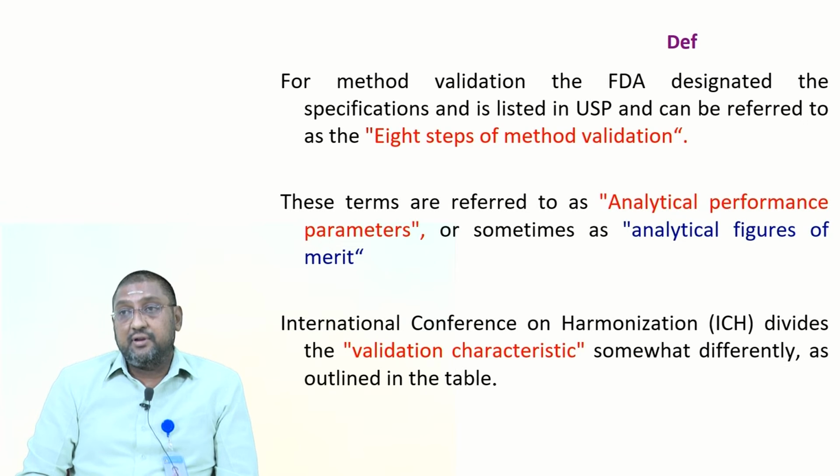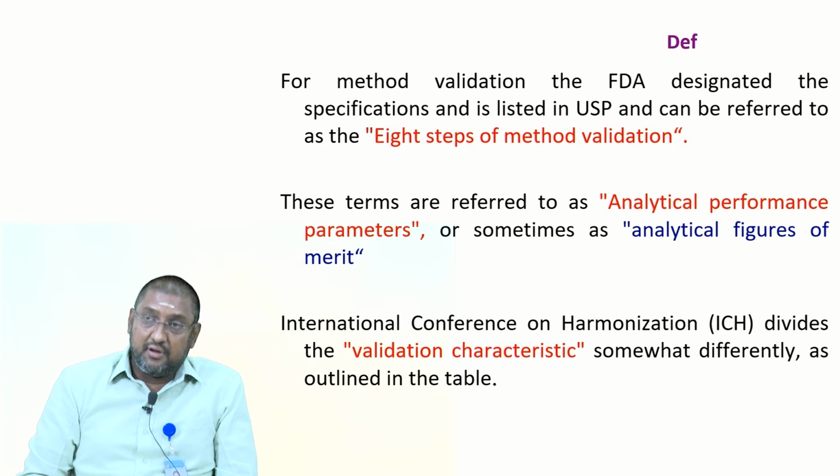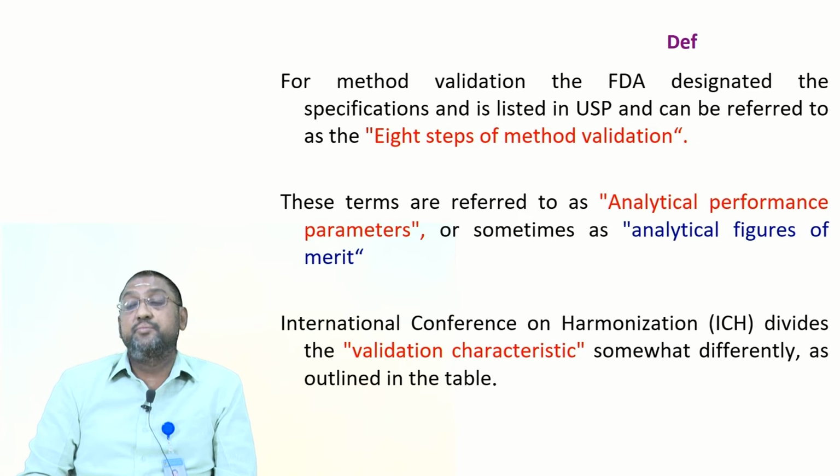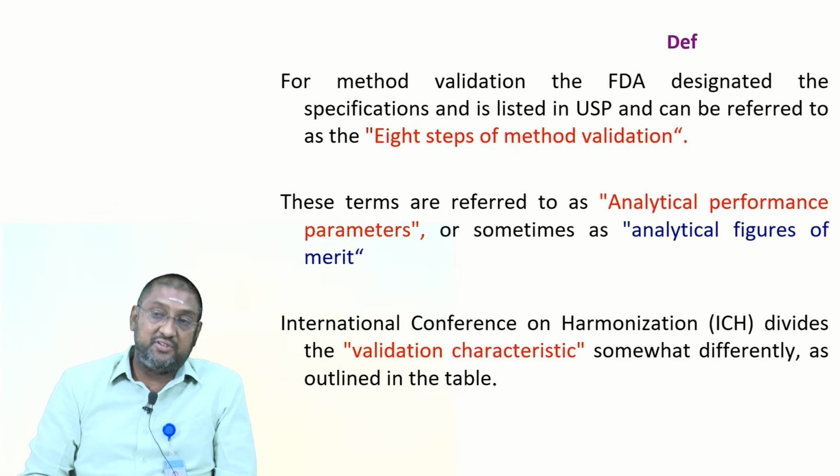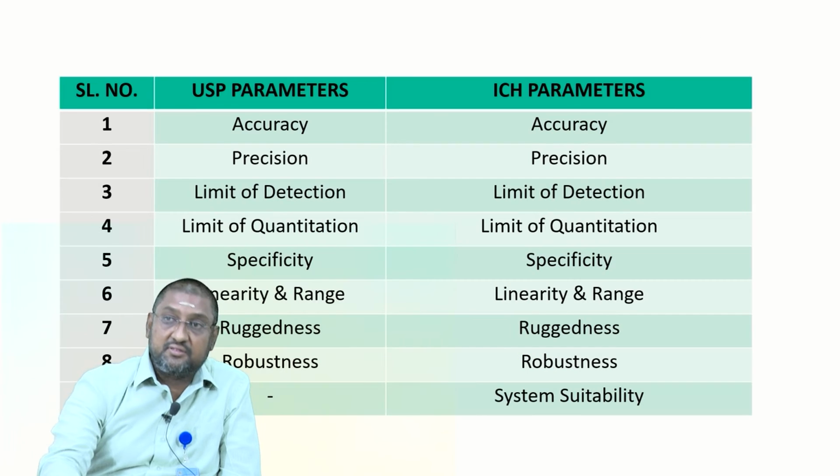Here is the definition. Normally the FDA calls analytical method validation, simply, the 8 steps of method validation. And sometimes in some guidelines it is mentioned as analytical performance parameters. In some guidelines they mention analytical figures of merit, especially if you go for MCC, Medicines Control Council, and TGA, Therapeutic Goods Administration, the Australian guidelines, they mention analytical figures of merit. When you go for the International Conference on Harmonisation, that is the ICH guidelines, they mention it in the name of validation characteristics.